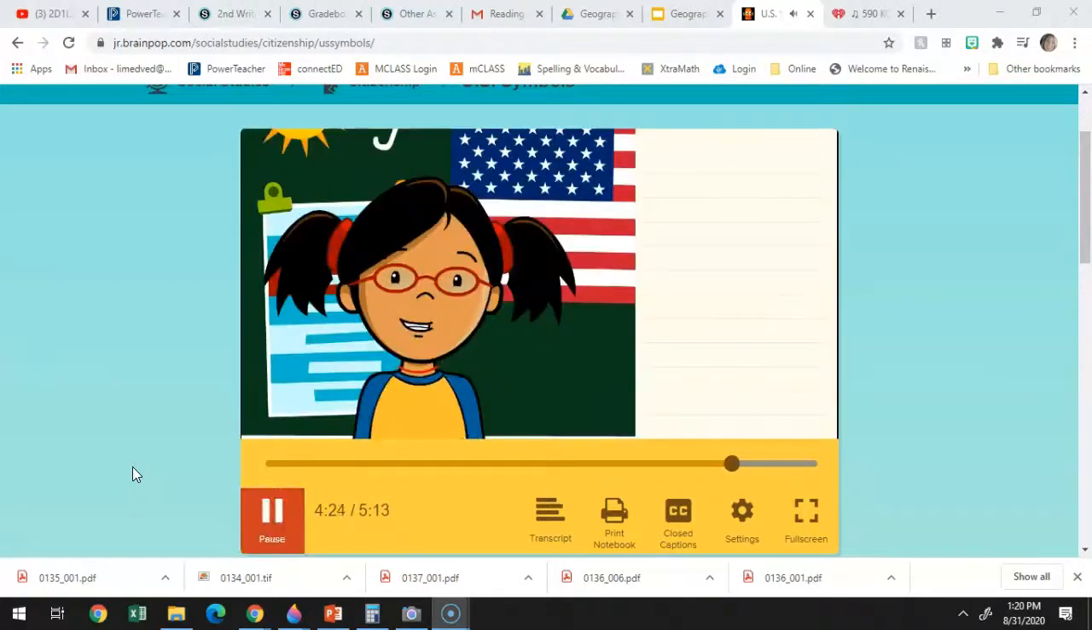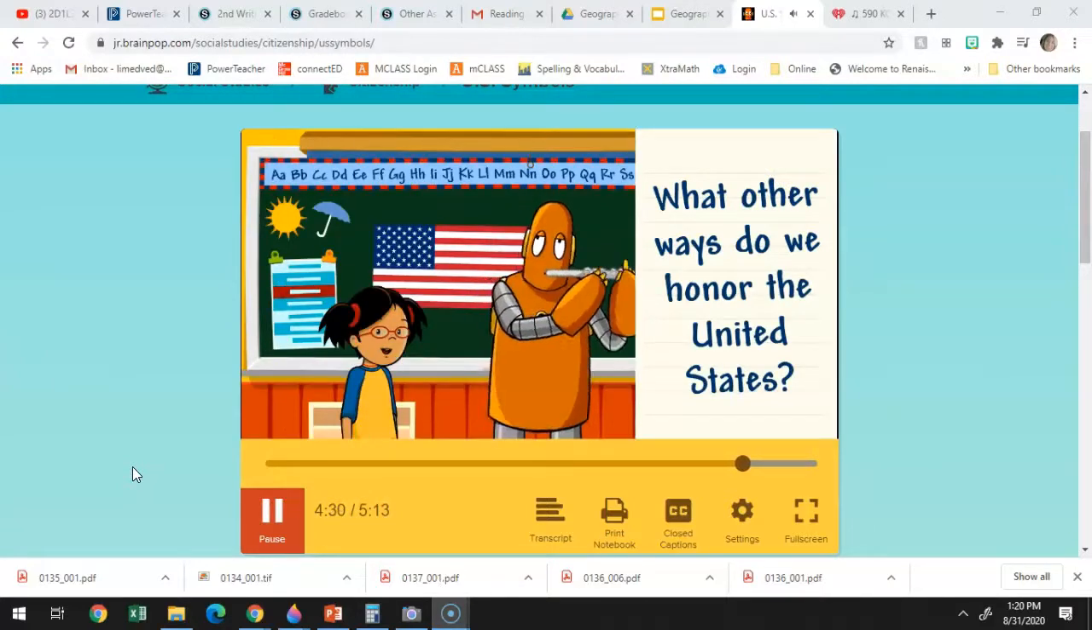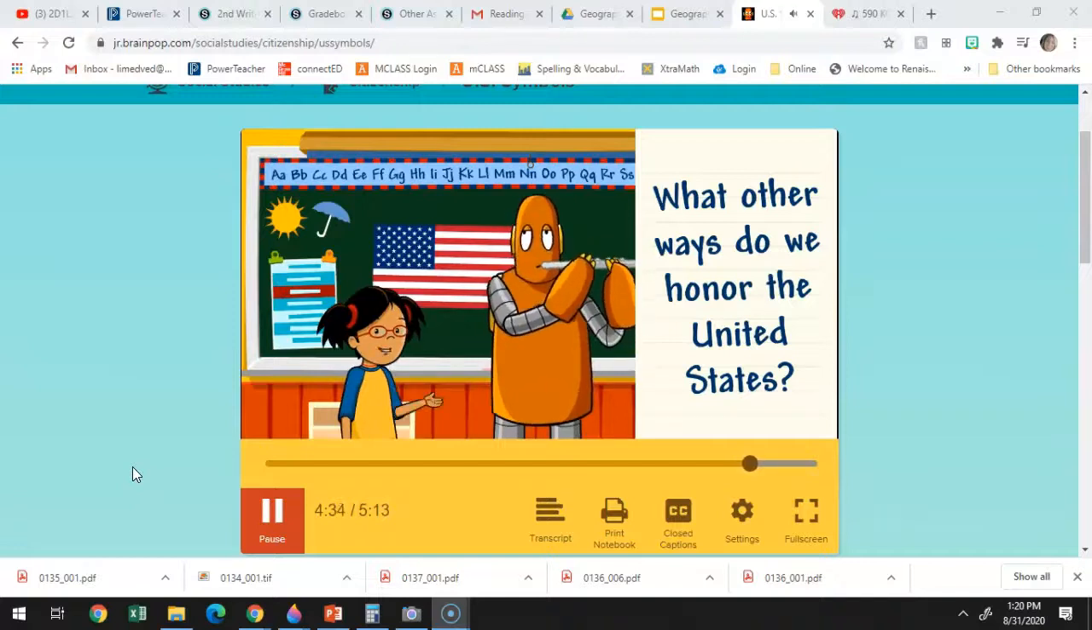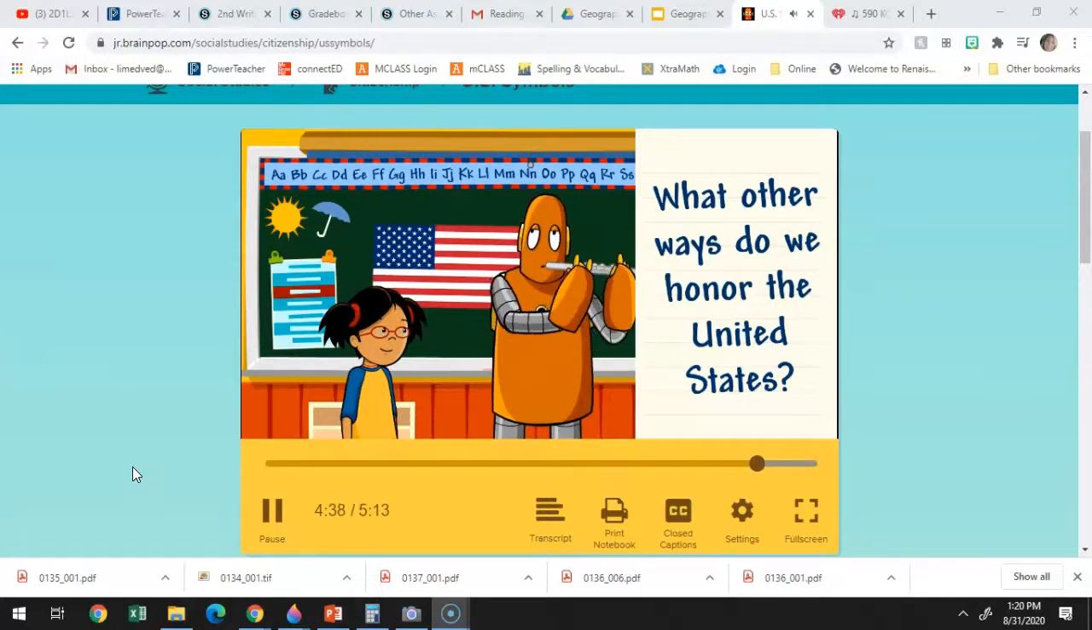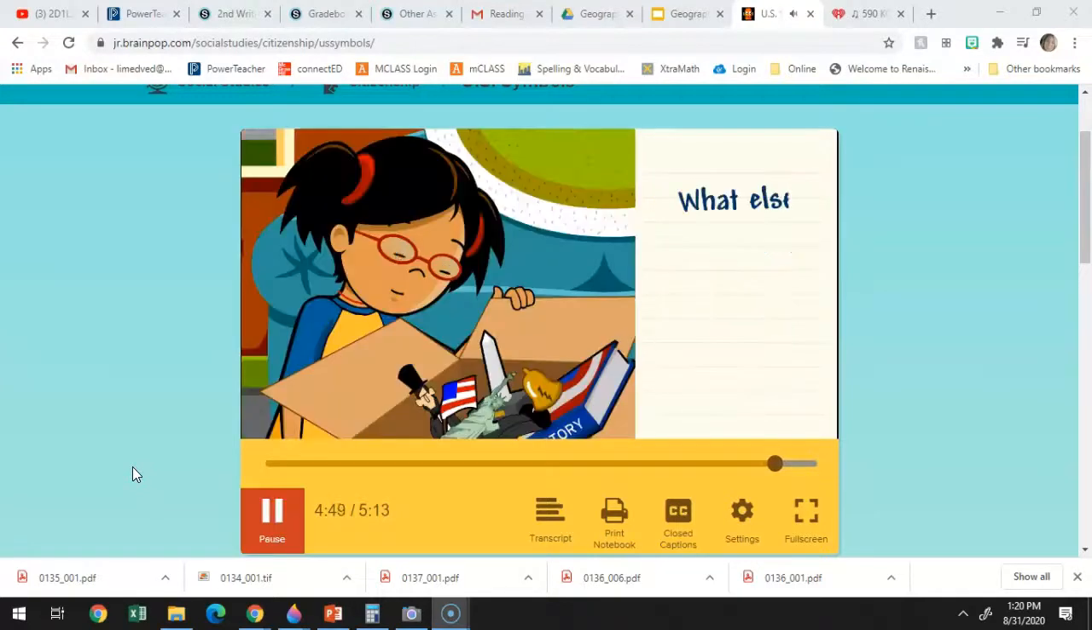Oh, right. Thanks for reminding me, Moby. What other ways do we honor the United States? The Star-Spangled Banner is our national anthem. That means it's a song that stands for the whole country. Some classes face the flag to say the Pledge of Allegiance. The Pledge of Allegiance is a promise to respect the United States.